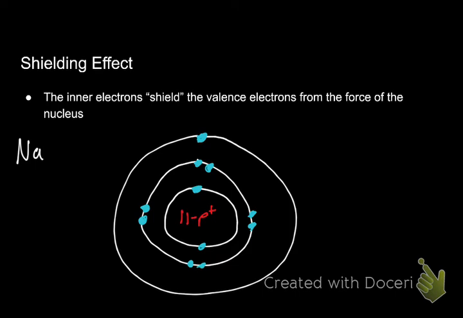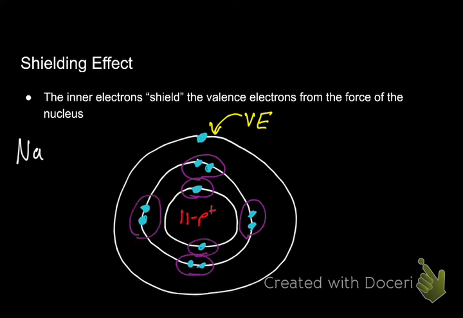Right, so kind of big thing to remember here is that our outermost electron is going to be our valence electron. Everything else is going to be an inner electron. So all of those are going to be our inner electrons. So in our sodium atom, we are going to have 10 inner electrons and only 1 valence electron.